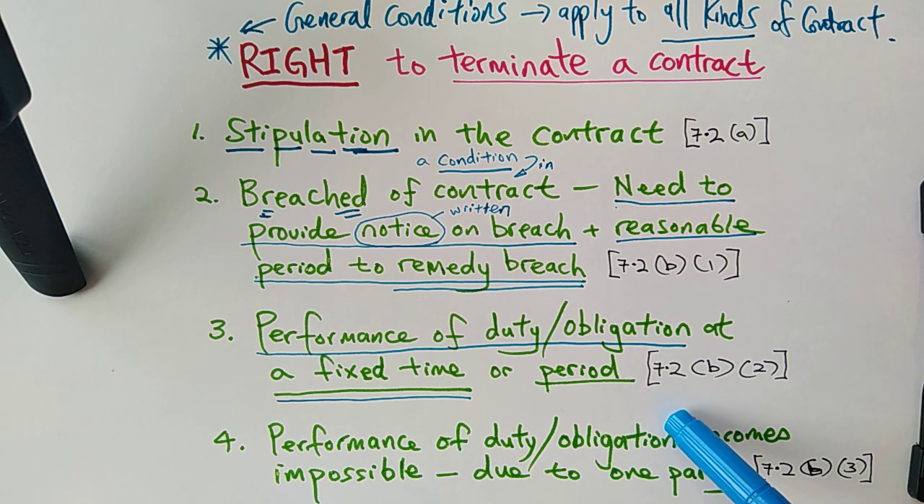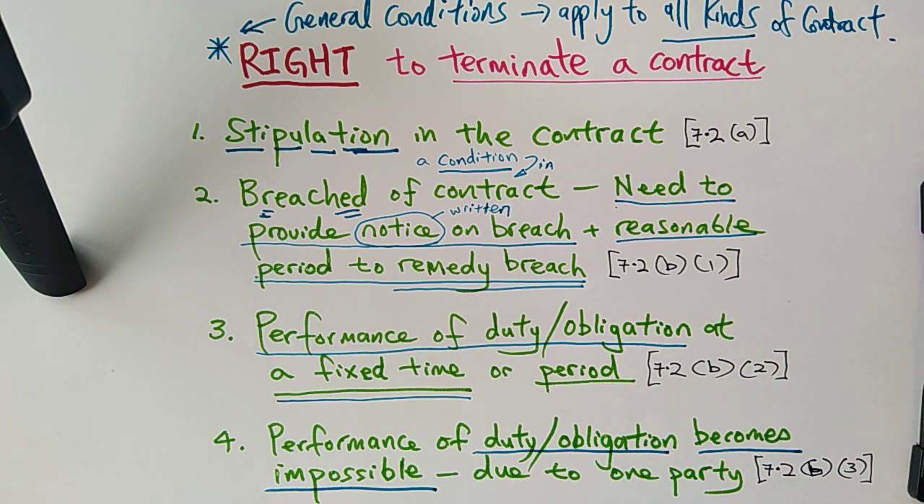Okay, so this is the fourth kind of situation where the right to terminate can arise. And this is immediate, right? And the last one. This one is pretty rare, right? It happens, but it's rather rare. Performance of the duty or obligation becomes impossible. No longer possible for this duty or obligation to be performed. Okay, and the cause of this is because of one party. One party did something.